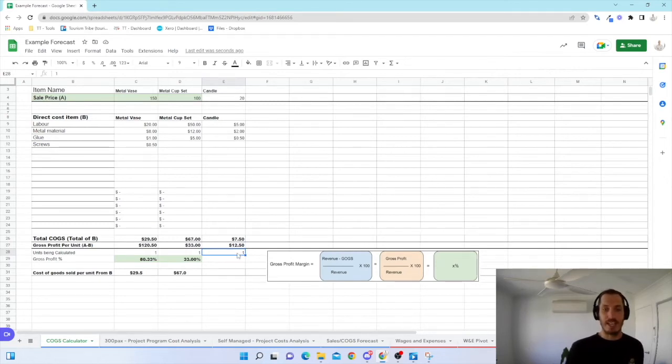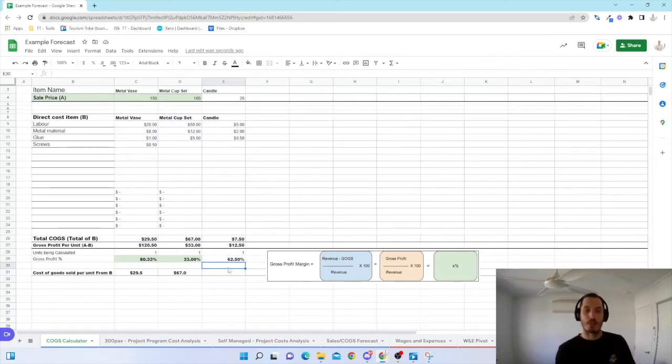From there, we need to calculate the gross profit margin. So you see in this row here, I'm going to calculate my gross profit margin. Remembering the equation, gross profit divided by revenue. So very simply, I'm going to go equals gross profit divided by revenue, and I get a 62.5% return on that product.